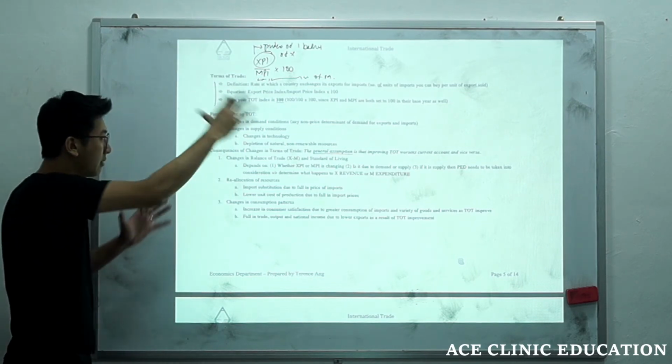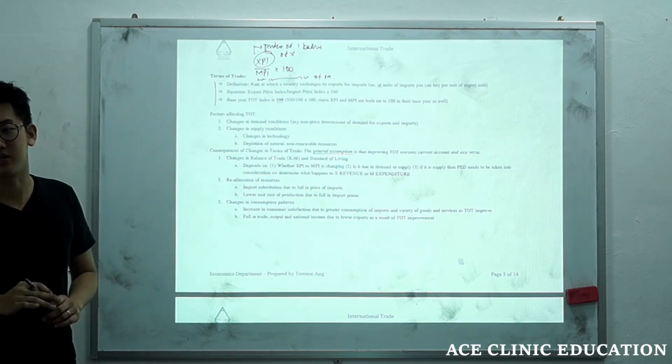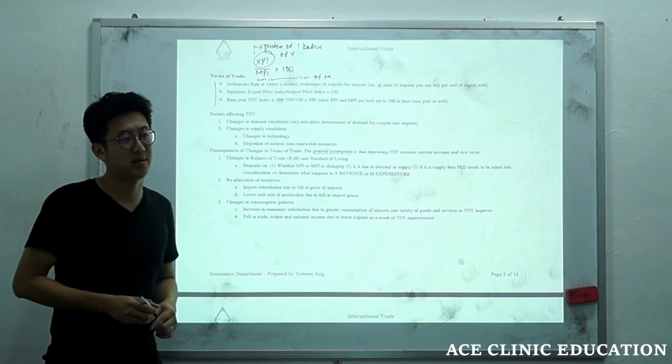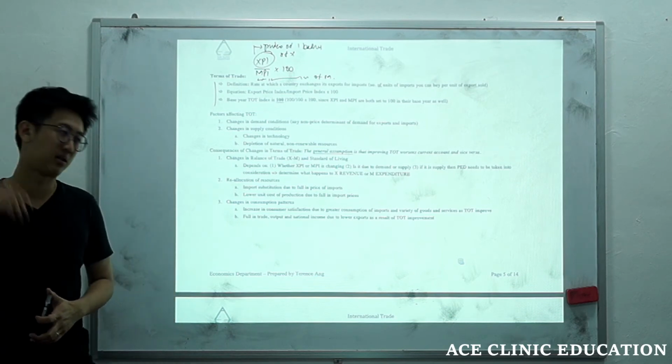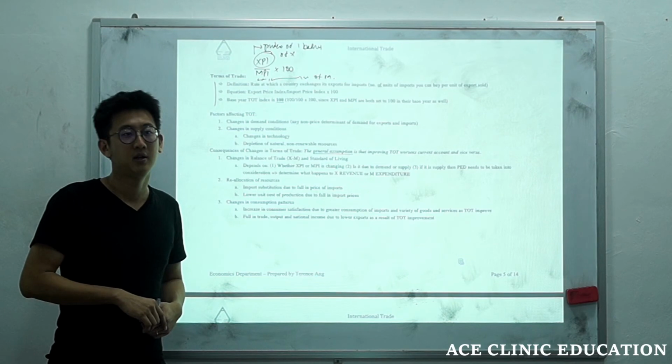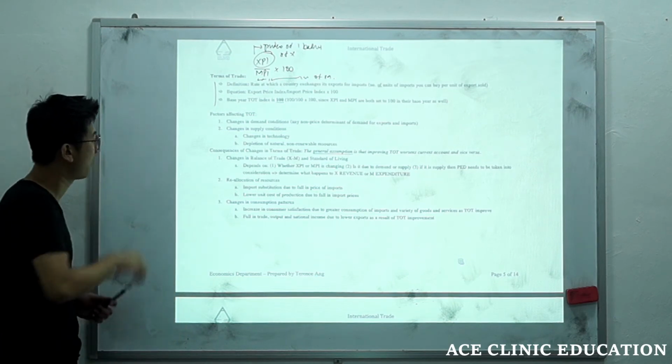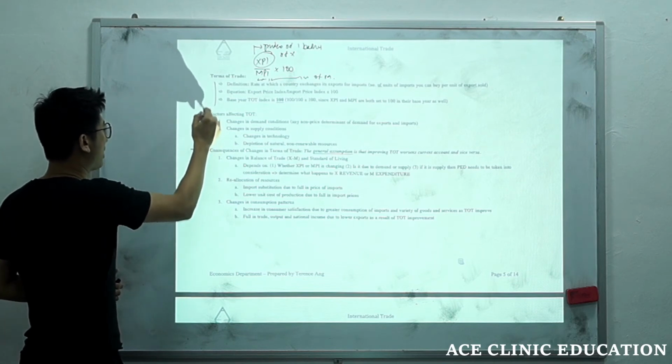So this bit is most important for CSQ. They'll give you a table, they ask you, describe the trend in TOT for country X over the years, right? Then after that, they ask you the impacts, which is what we're going to come down into. Okay? This will be the impact. We look at factors first, okay?